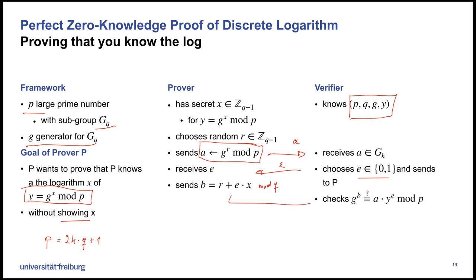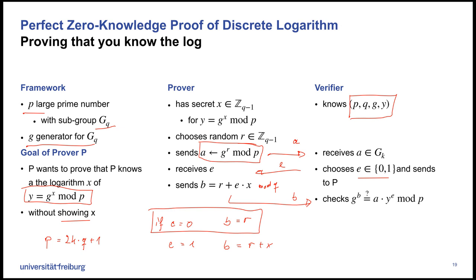So we send b to the other side, and then we check g to the b is a times y to the e. First of all, this is again a notation for if and else. So let's write it down. If e is equal to 0, then b is equal to r. And if e is equal to 1, then b is equal to r plus x. Write this down because we want to see both cases.